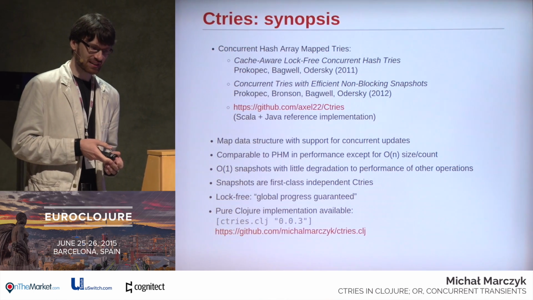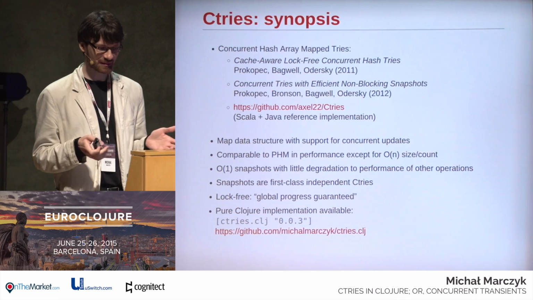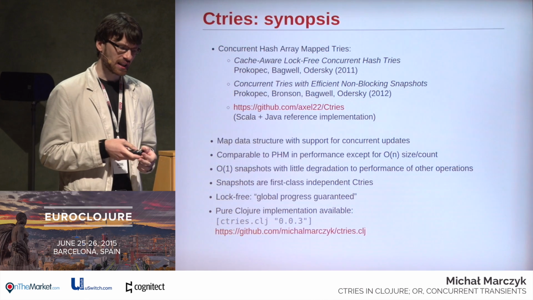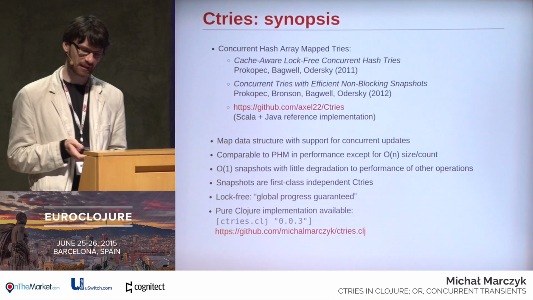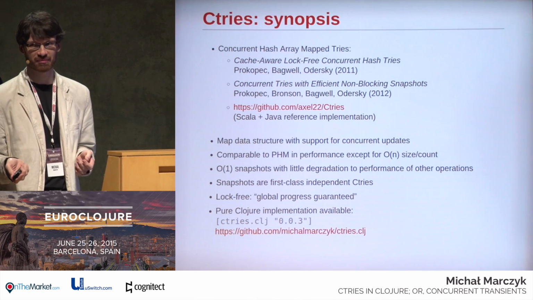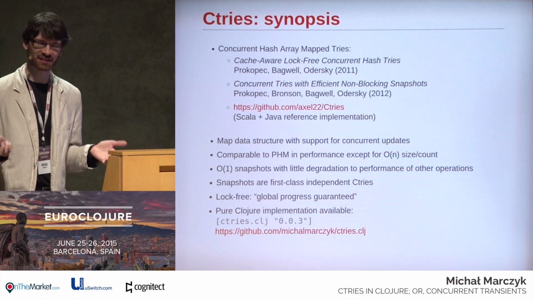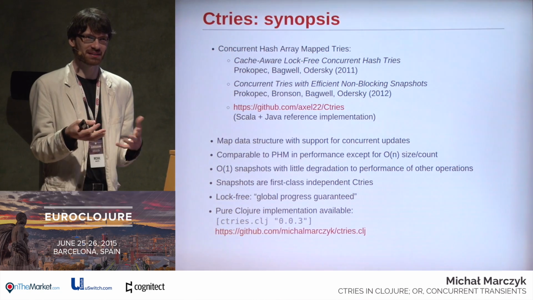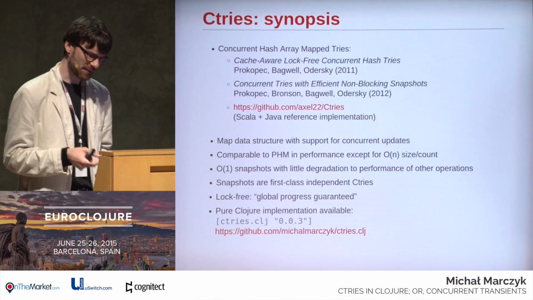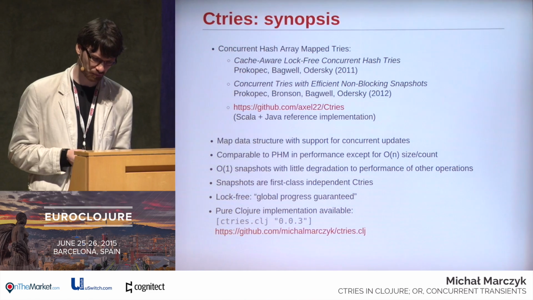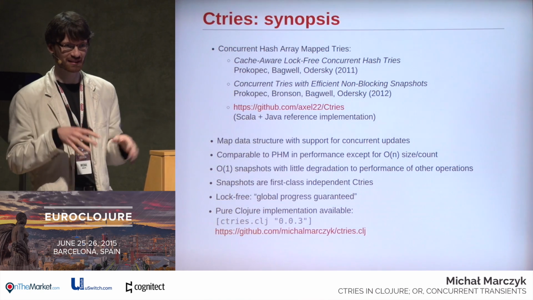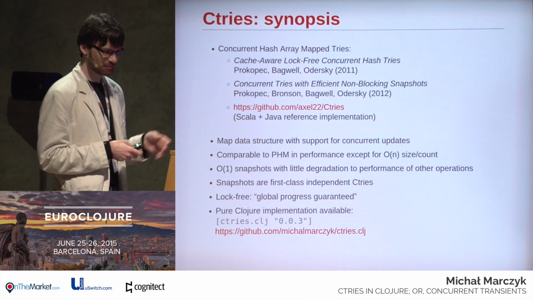Those operations that ctries support are pretty much the persistent hash map and transient hash map operations taken together. There's one exception: the size operation is linear time, just because it's tricky to maintain a consistent count in a data structure that can be simultaneously changed from many concurrent threads. So I think it's a reasonable trade-off to just not have it. But I should certainly mention it because it is the one major performance degradation versus PHMs.